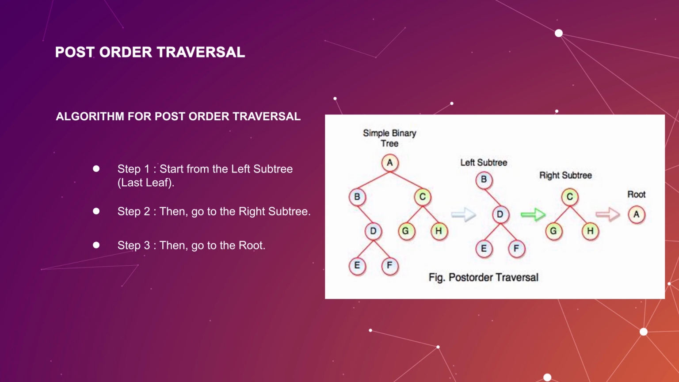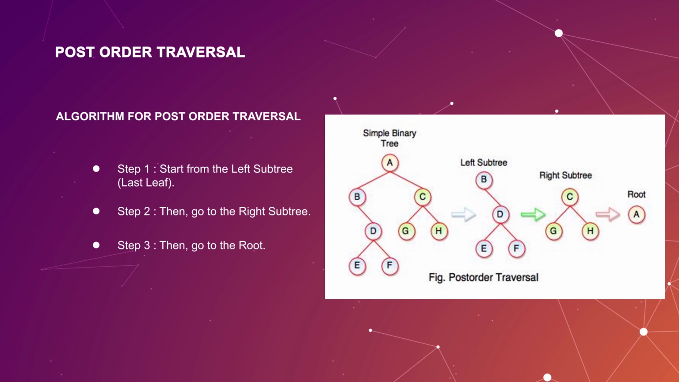By this example, we can understand: here A is the root node, B is the left successor and C is the right successor of A respectively. And in the same tree, D is the right successor of B, E and F are the left and right successors of D respectively, and G and H are the left and right successors of C respectively. If we break this tree in post order traversal, first we cover the left subtree. The left subtree is B, D, E and F.